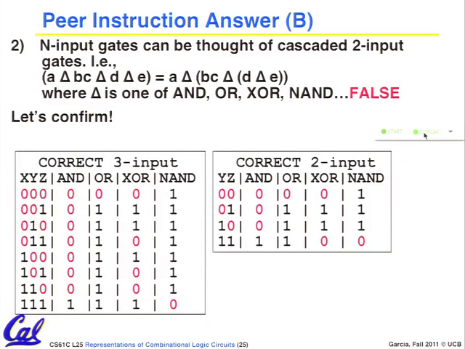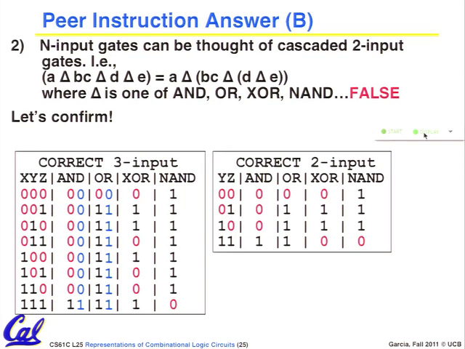It's false. So the answer actually is, I think it was D. This is what the correct 3-input gate is, and this blue one is what you get if you cascade. So blue is the cascaded one. So AND matches up. If you cascade 2-input ANDs, you get the same as a 3-input AND. So does OR.